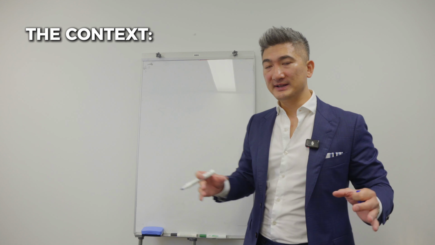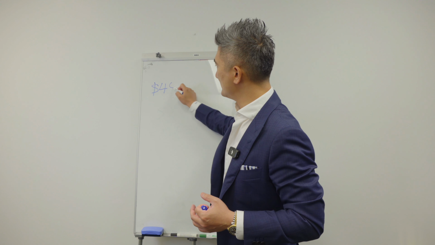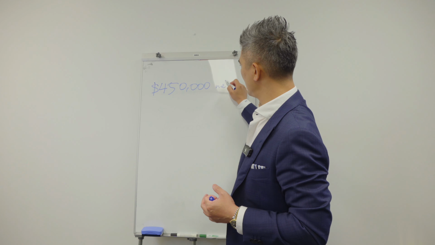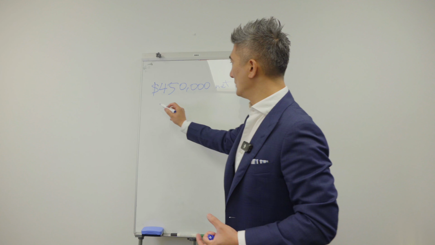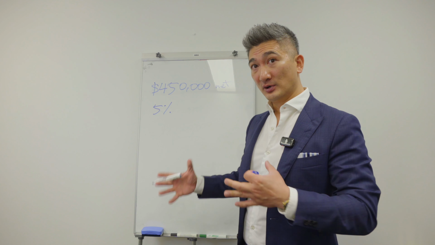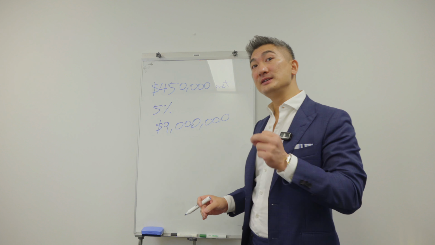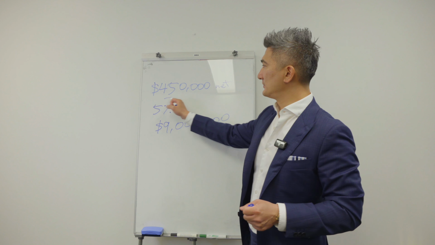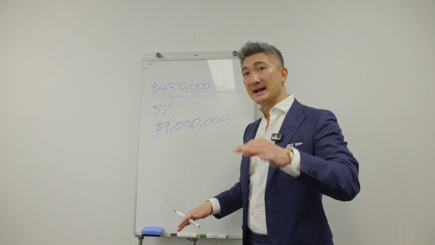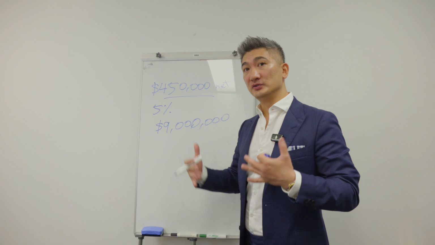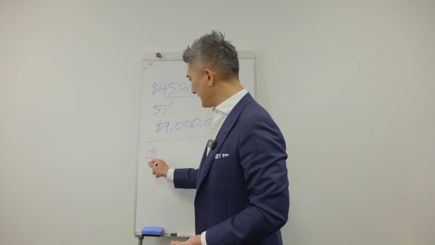So the property that my client bought at the time had a rental income of $450,000 net per annum. And at the time, the market cap rate or market yield was 5%, which meant the property was worth about $9 million. That's the price that we agreed to. But what's really interesting is that even though the property was getting $450,000 net per annum, it was actually under rented. The market rent at the time was closer to $800,000.